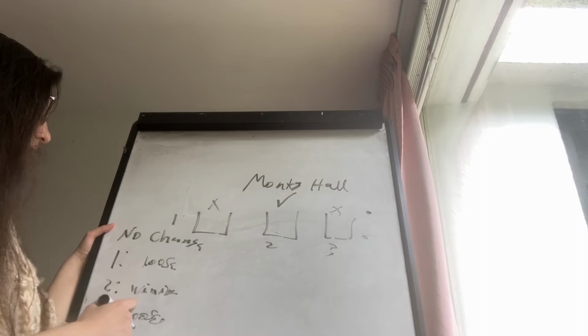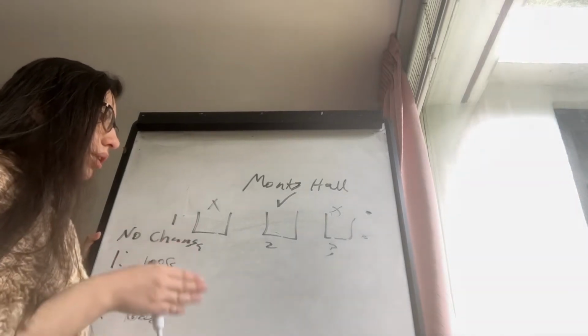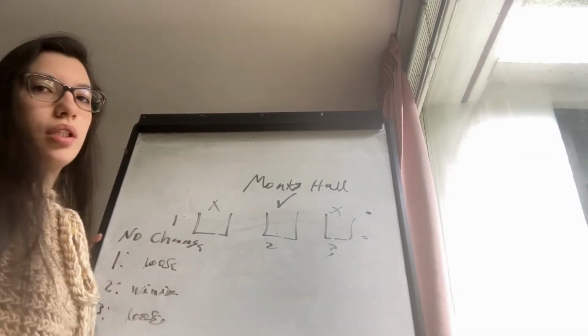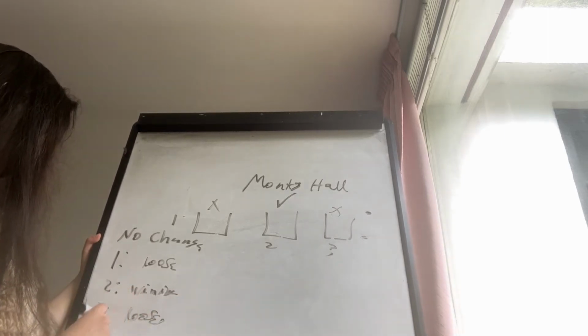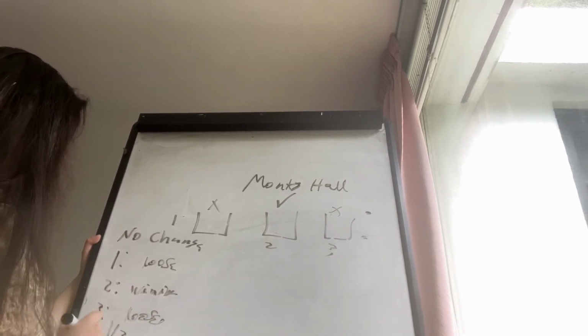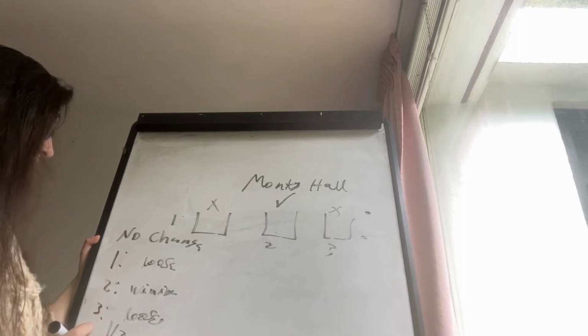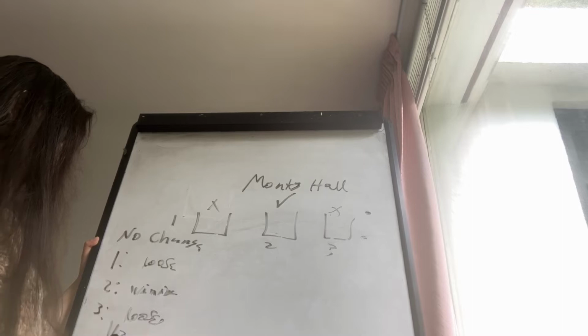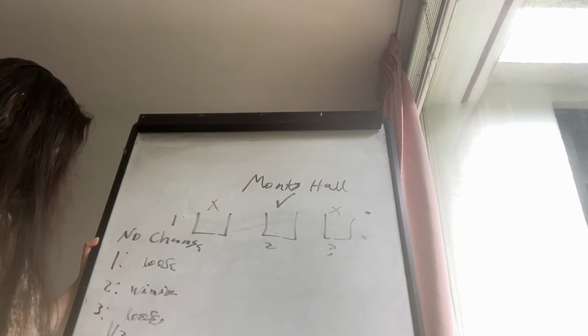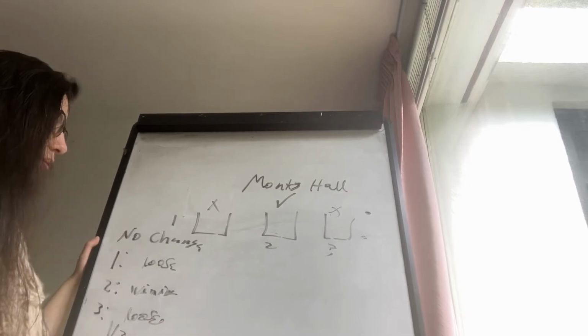So here, if the player stays with the option selected at the beginning, then the player has a 1/3 probability of winning and a 2/3 probability of losing. So the odds of win to lose are 1 to 2.